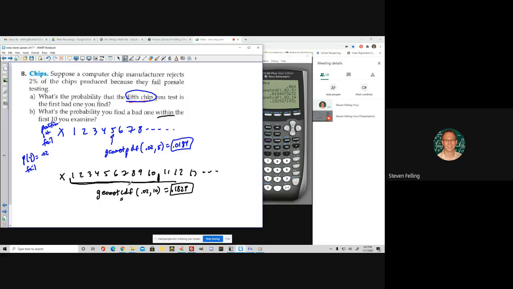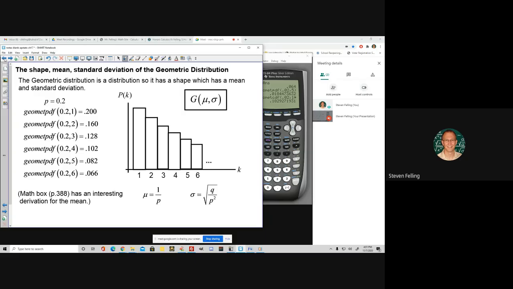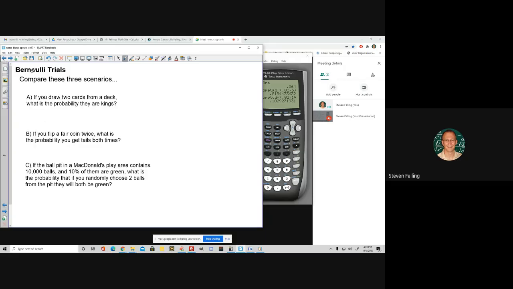All right. Okay. So just to wrap this up, there's one last thing, and that is I just want to compare these 3 scenarios real quick to talk about this Bernoulli trial thing. Let's say that we drew 2 cards from a deck of cards, and we wanted to find the probability that both of them are kings, right? So the first one would have to be a king, and the second one would have to be a king, right? Well, the probability that we have a king is, there's a king for each of the 4 suits. So there's 4 kings in the deck out of 52 cards.